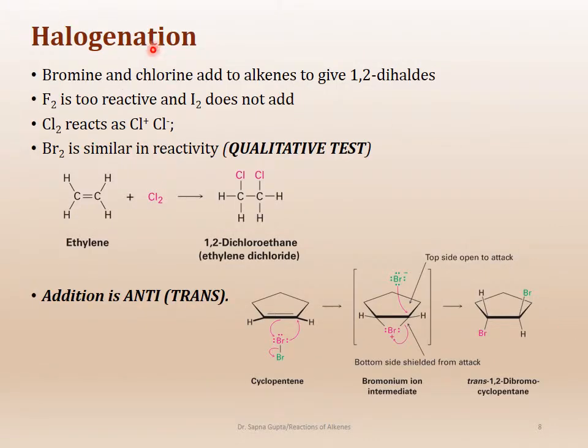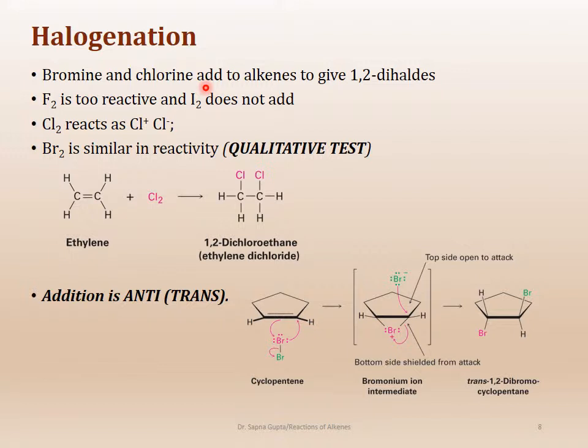The next addition reaction is halogenation. Halogenation is, of course, addition of a halogen. Bromination and chlorination are usually the two most common molecules that are added to give the dihalides. Fluorine is very reactive, and I2 or iodine does not really add very well. Remember, iodine is a huge molecule, and so it's quite stable on its own. And fluorine is too small and it's very reactive. So it's preferable to do bromine and chlorine additions only.